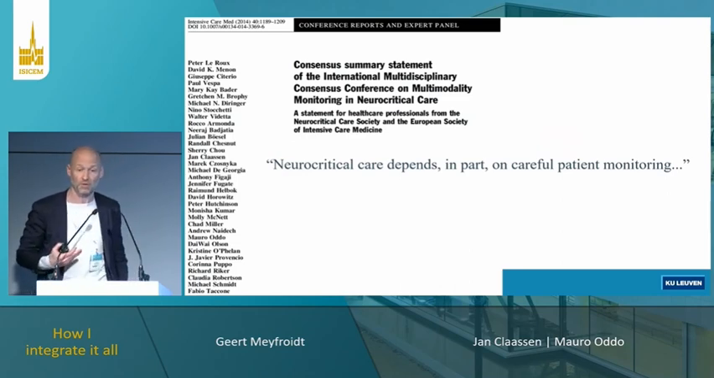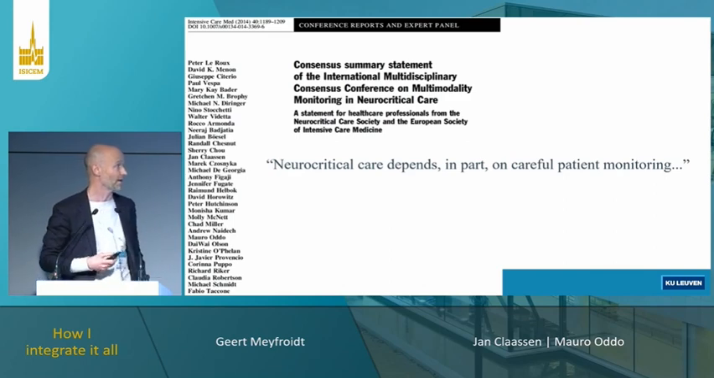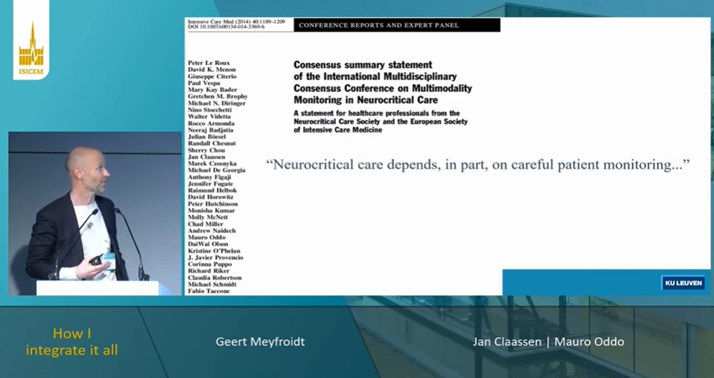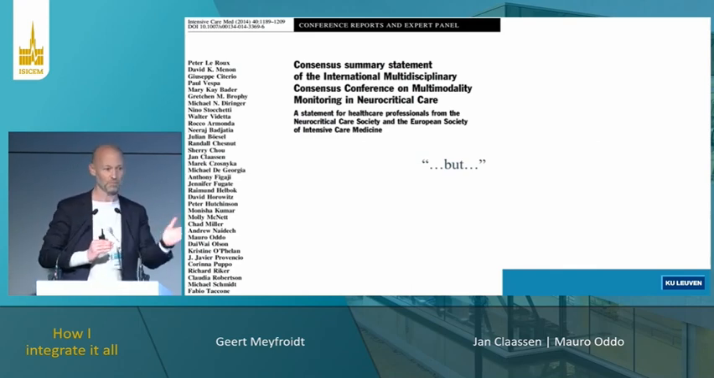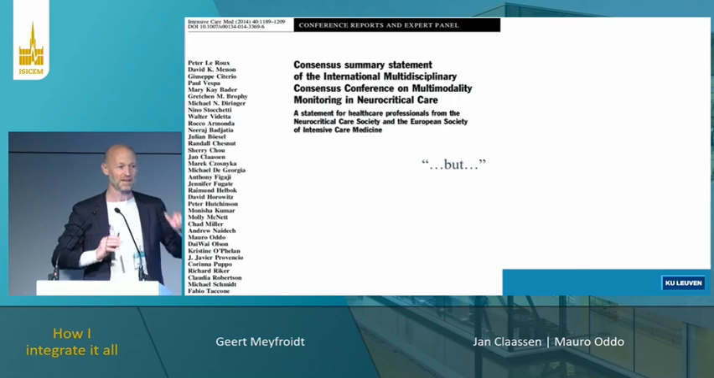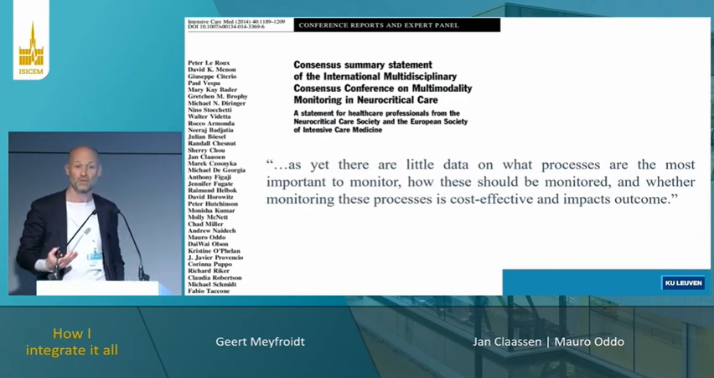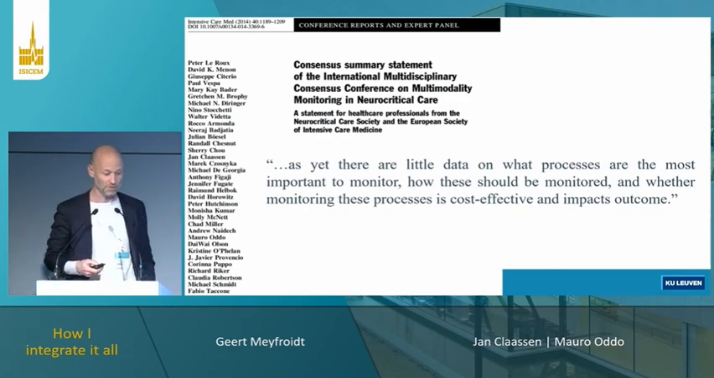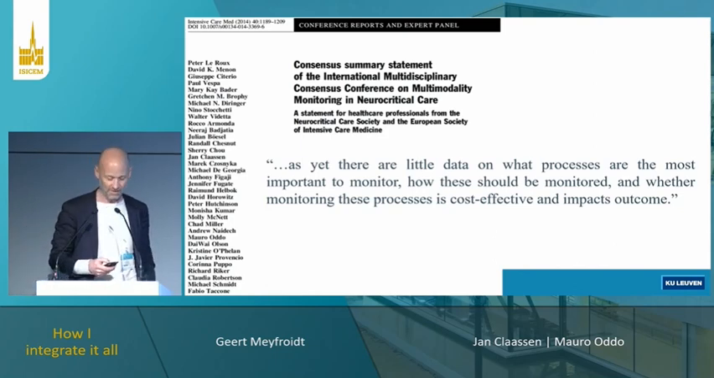And the expert group consensus statement on multimodality neuromonitoring is actually quite interesting, because it first says neurocritical care depends in part on care for patient monitoring, and I think we all agree on that. And then there's the but. I've always learned that when a sentence has two parts and there's a but, the part before the but always gets devalued. Because after the but comes: as yet there are little data on what processes are most important to monitor, how they should be monitored, and whether monitoring these processes is cost effective or impacts outcome.